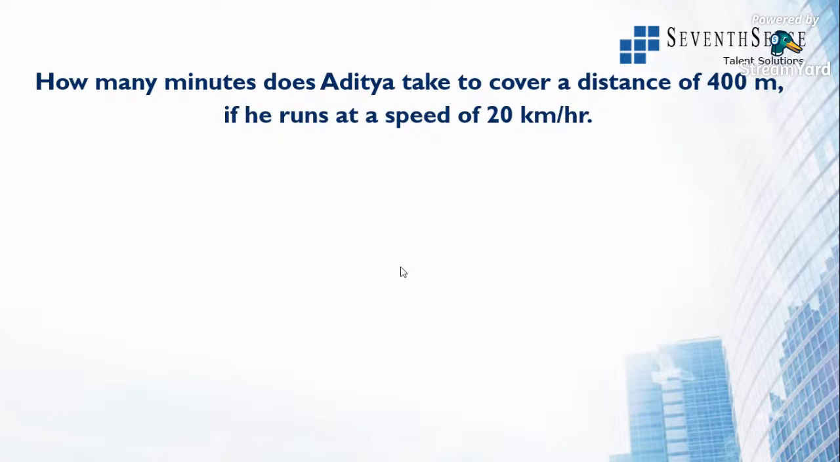Look at the question: how many minutes does Aditya take to cover a distance of 400 meters if he runs at a speed of 20 kilometer per hour? They have given 20 kilometer per hour as the speed, and they are asking for the time. You can convert 400 meters to kilometers, or 20 kilometer per hour to meter per second. However you want, you can convert it, and you can easily tell me the answer. Can anyone give me the answer for this?